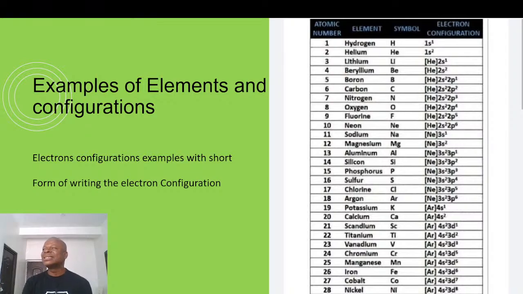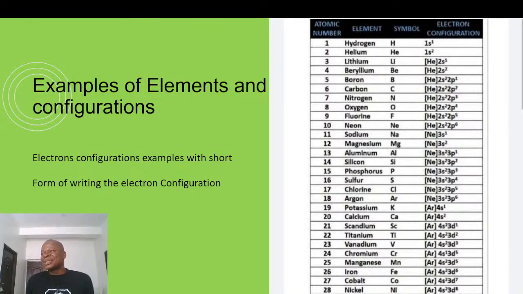Now, let's look at the atomic number. We have atomic number 1, the element hydrogen. The symbol is H. Then the configuration is 1s1. That is not where our attention is. Then if you go to 2, we have helium, the symbol is He. Now the configuration is 1s2.